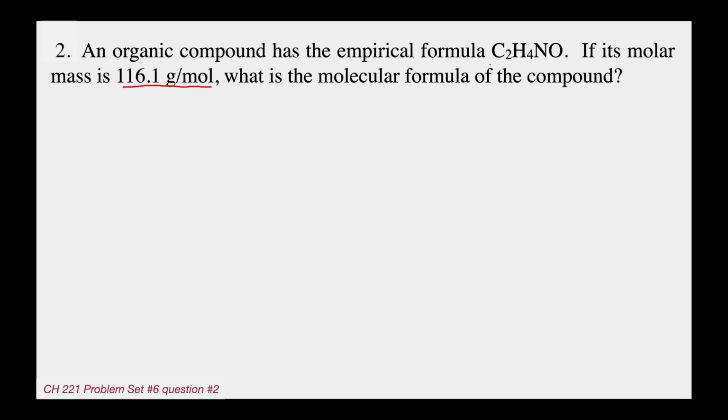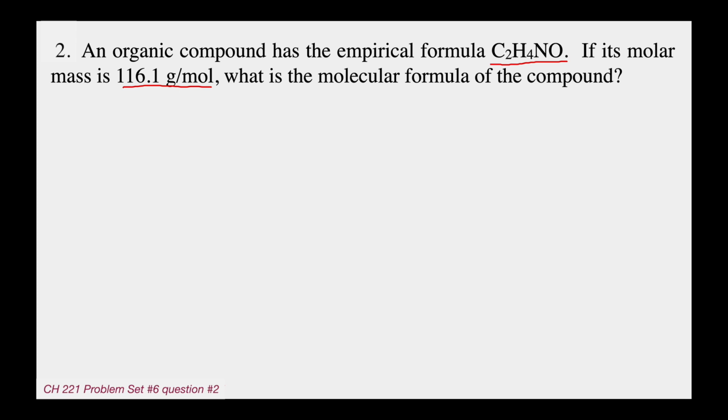You also need the molar mass of the empirical formula. So in a little bit here, we're going to add up 2 carbons, 4 hydrogens, 1 nitrogen, and 1 oxygen. And whatever that number is, we're going to compare it to the 116.1 number. And it's going to be a ratio that's a whole number. If you put the bigger number on the top and the smaller number on the bottom, you're going to get numbers like 1 or 2 or 3. You won't get 1.5 or anything like that. So let's see what this comes out to be.